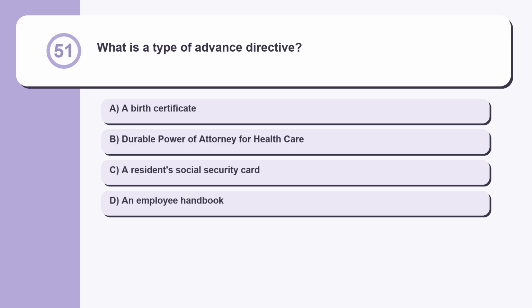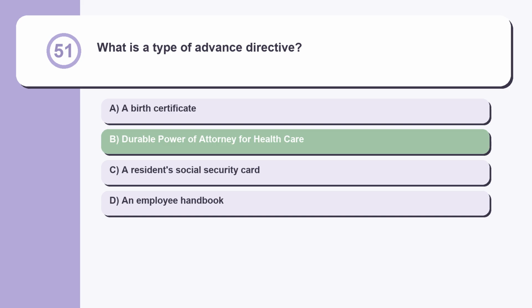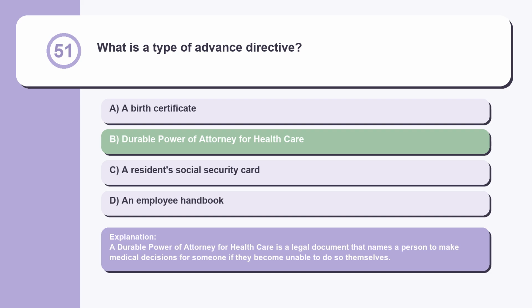Question 51. What is a type of advance directive? A birth certificate, durable power of attorney for healthcare, a resident's social security card, an employee handbook. A durable power of attorney for healthcare is a legal document that names a person to make medical decisions for someone if they become unable to do so themselves.